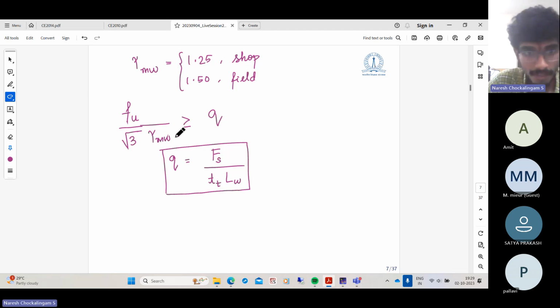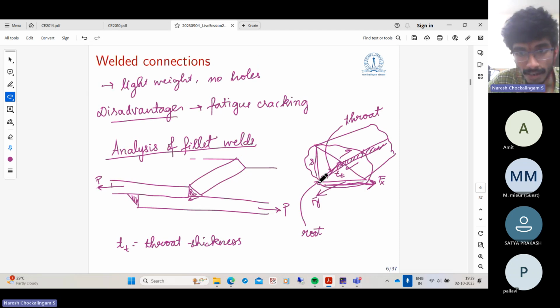This is under the case of pure shear. But you can also have tension coming onto the weld. So the entire weld can be subjected to tension in this direction.